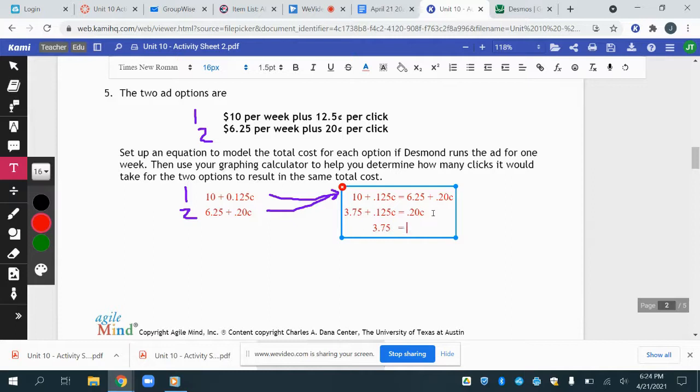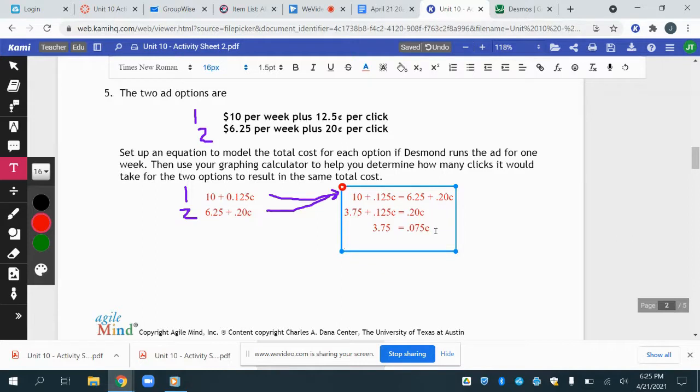Now I just have to subtract 0.125. That's 12 from 20, that's like 8. It's 7.5. So it's 0.075 clicks. So what that means is 7.5 cents per click. This one costs 7.5 cents more per click than that one. And that's got to add up to a total of $3.75 so that this one costs the same amount as that one. I'm not being very clear, but that's okay.